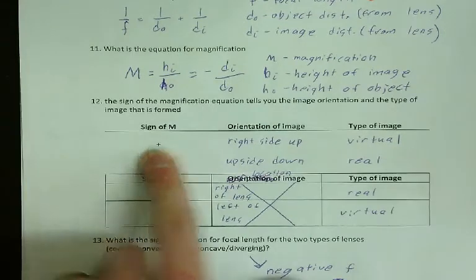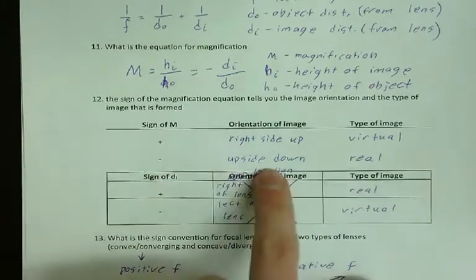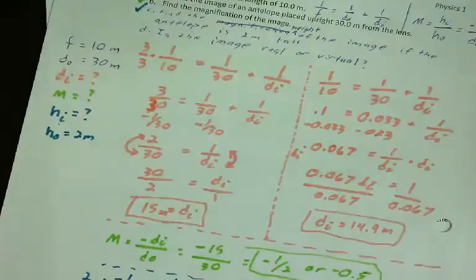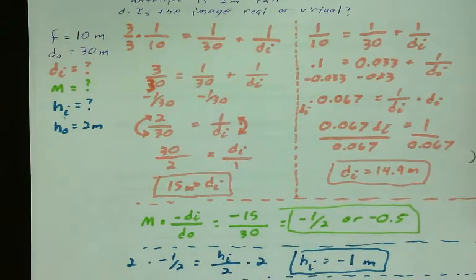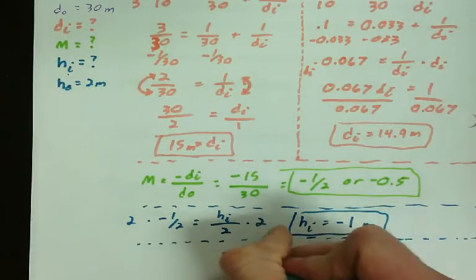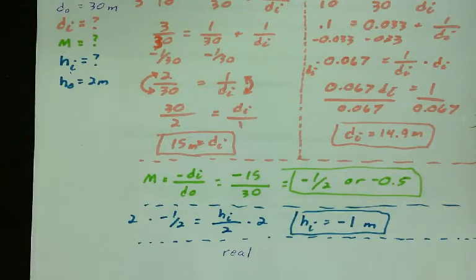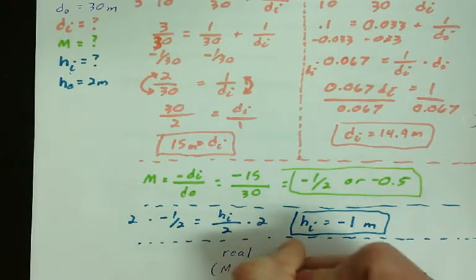Positive sign of M means it's right side up and it's virtual. Negative sign of M means it's upside down and real. So I go and I look and I see a negative sign for M, which means it's upside down and real. So all you have to do is write down real, and you should be able to explain your reason. And the reason this one is real is because the magnification is negative.